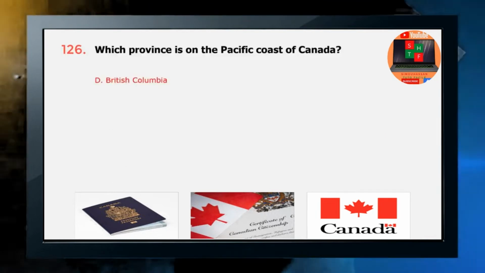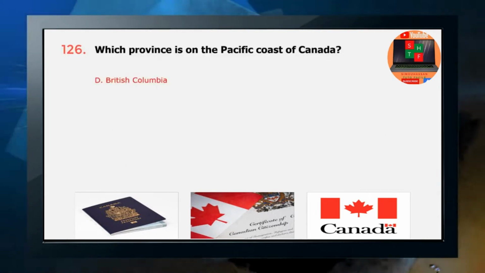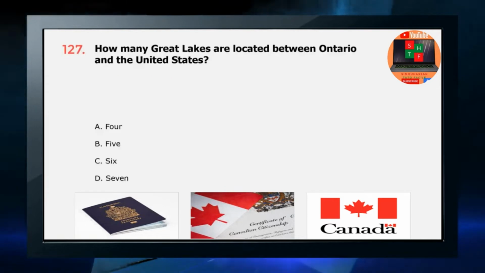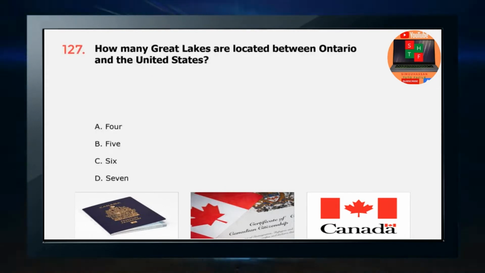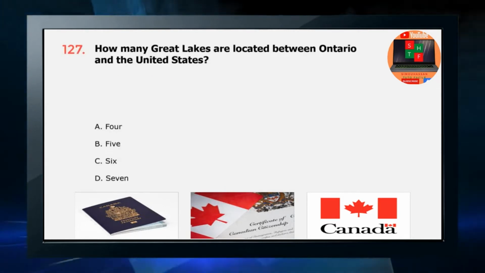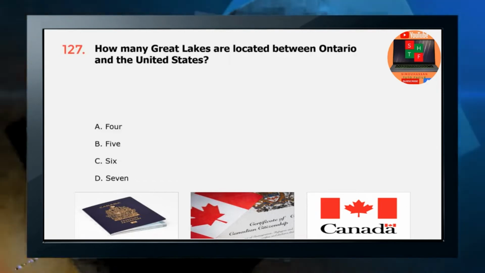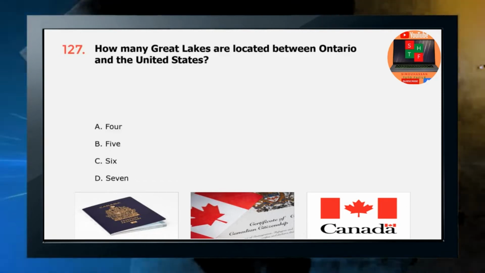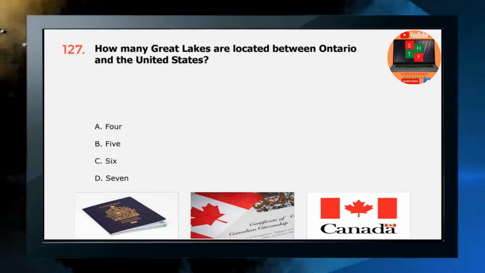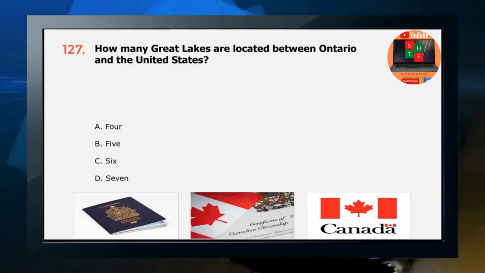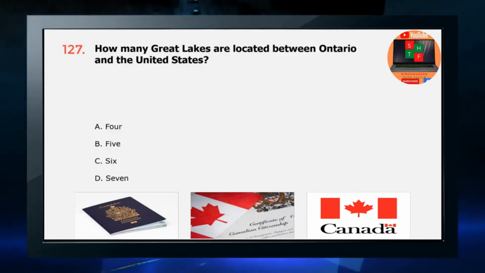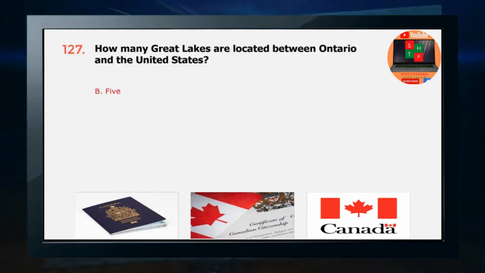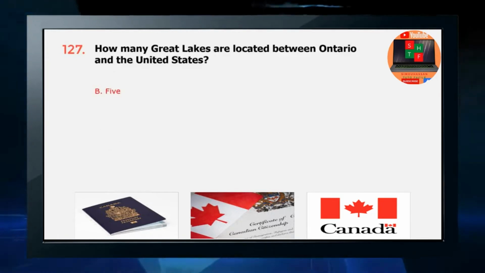The answer is D. British Columbia. Question 127. How many Great Lakes are located between Ontario and the United States? A. 4. B. 5. C. 6. D. 7. The answer is B. 5.